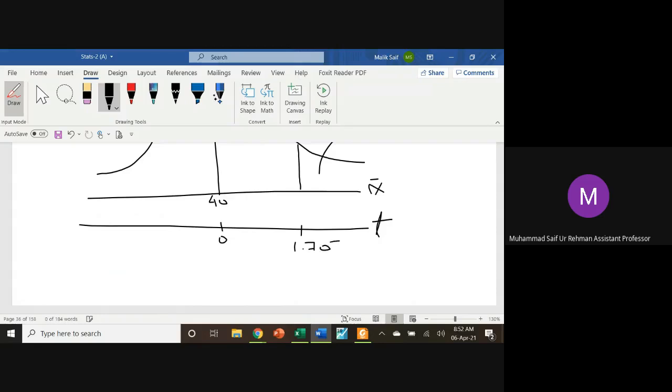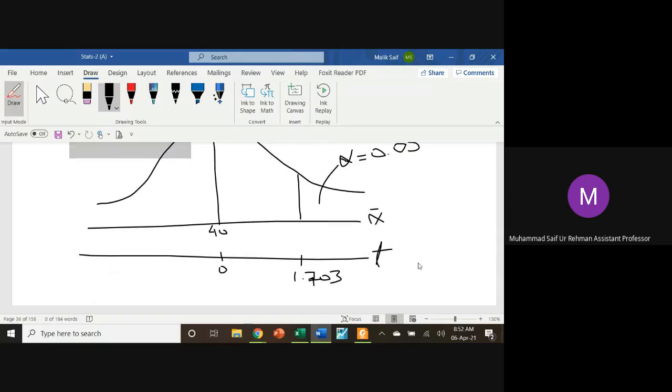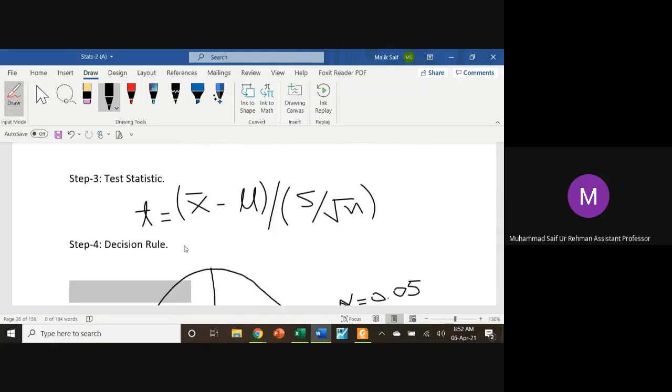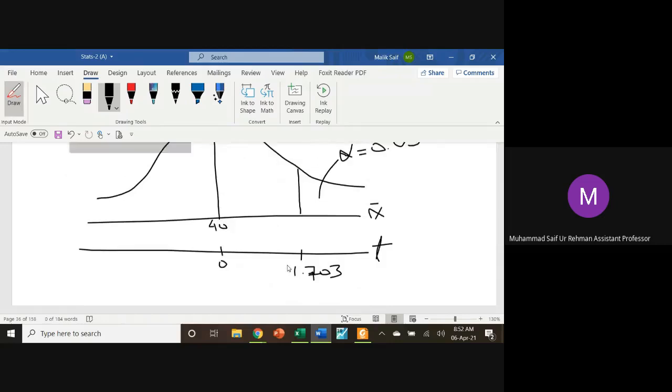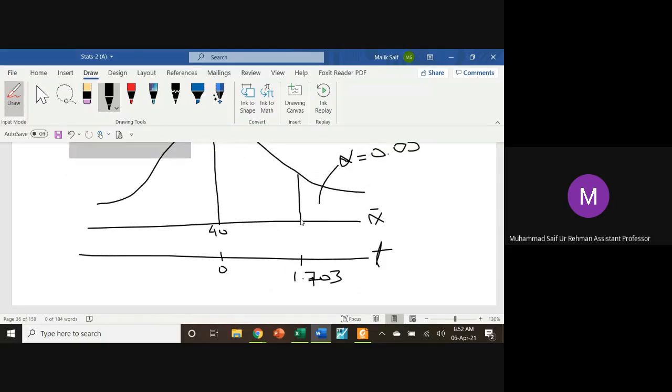1.703. This is the value. So this is the critical value, or you may call this the t tabulated value. So now you will write down in this step that this is the rejection region, beyond this point rightward. And this whole region is the region where you will remain unable to reject H naught, or you may call this the acceptance region.